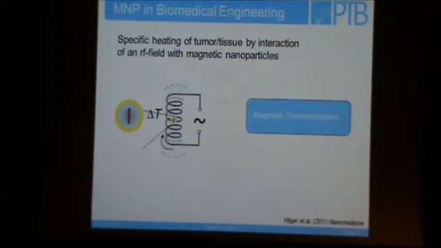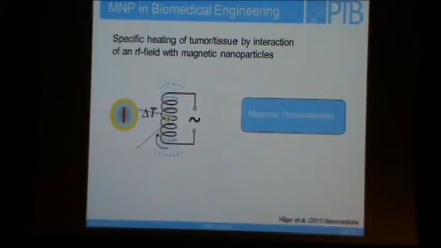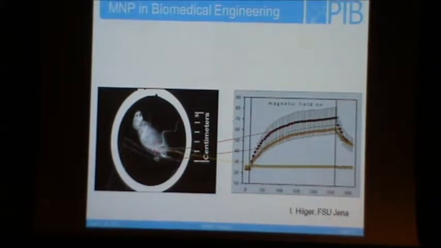Hyperthermia, we heard about this also recently. An alternating magnetic field is applied, and that shall heat up the nanoparticles and again leave the healthy tissue more or less unspoiled. In the study of Igor Tilda from Jena, you can see when it is applied to a mouse that inside the tumor, where the particles are accumulated, you see a heating up of several degrees, while in other sites of the body the temperature remains more or less unchanged.